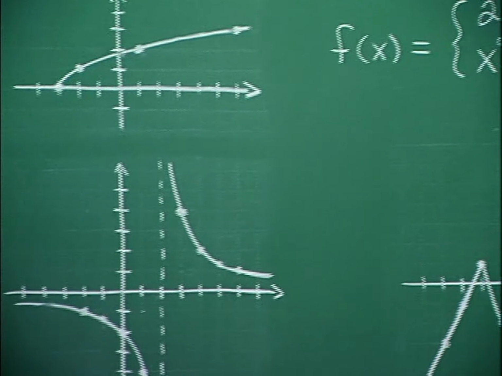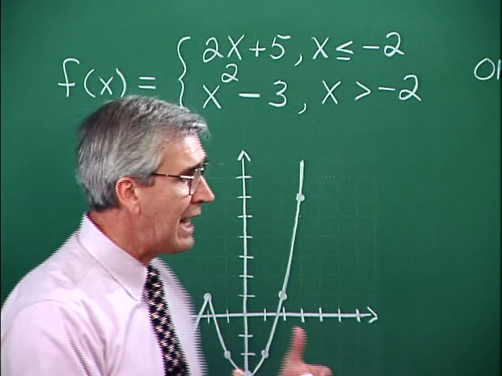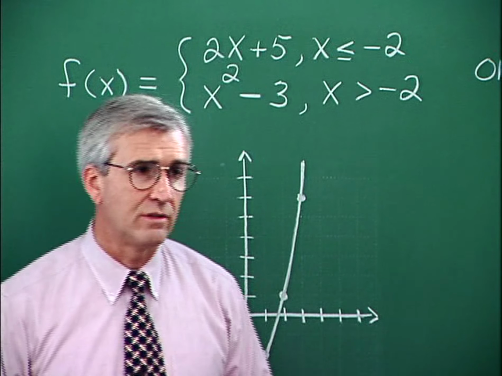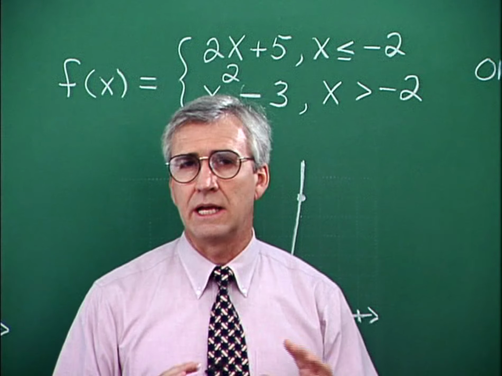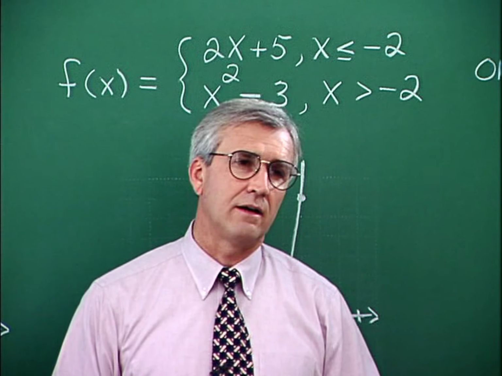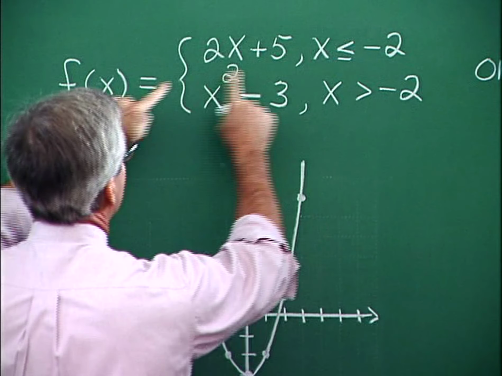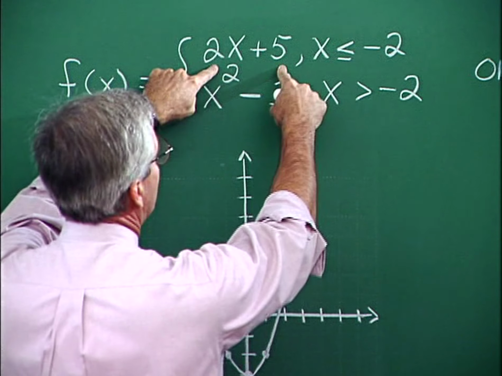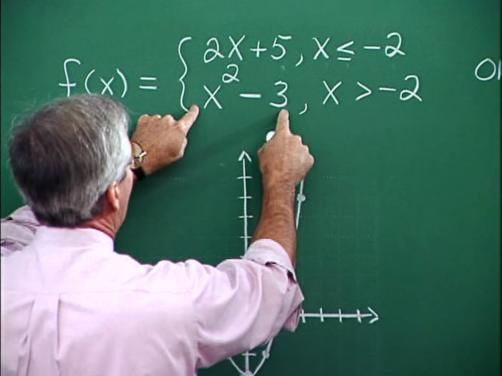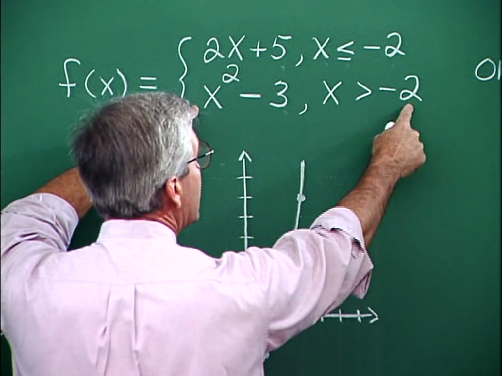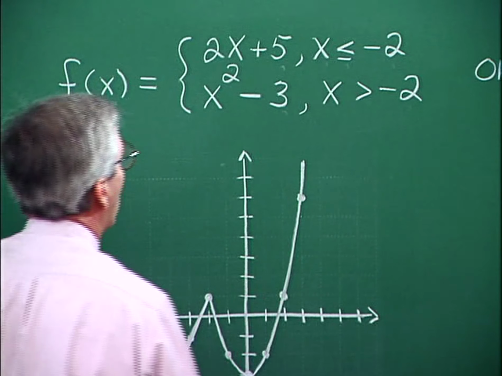Here's a function that is defined in parts. This is sometimes called a piecewise function, or it is defined in terms of intervals. And I think that's maybe the best way to describe it. It says f of x has this kind of description when x is less than or equal to -2, but we're describing our function this way when x is greater than -2. So it's defined along intervals of our coordinate plane.